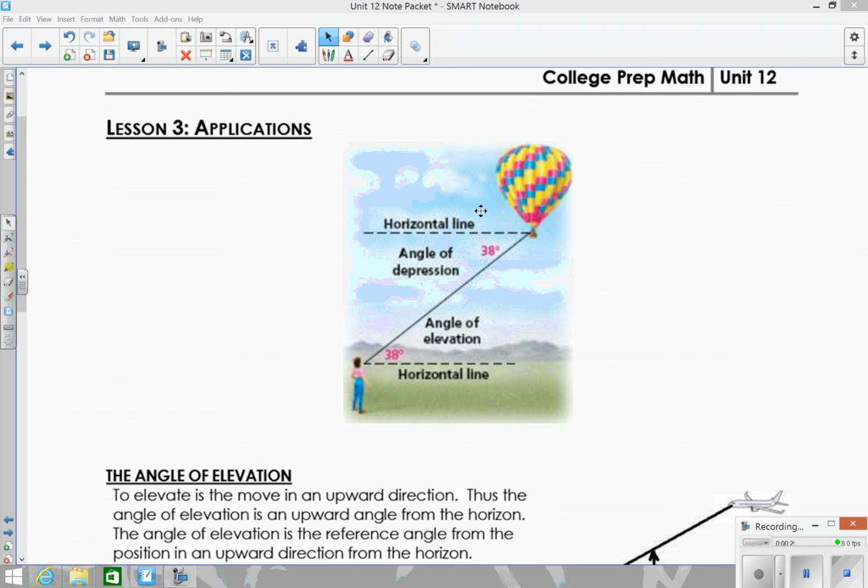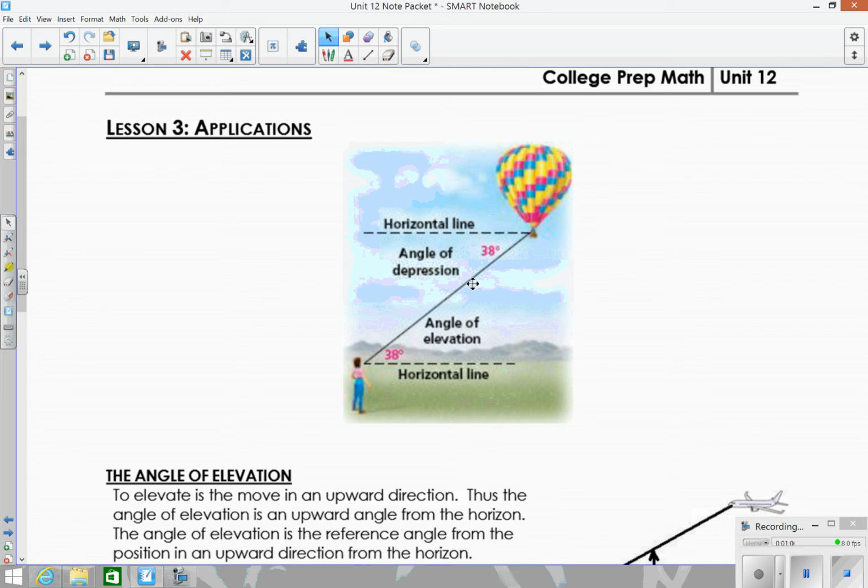So the angle of depression from up top here down to this person is going from this horizontal line and that angle to be able to reach that person. The angle of elevation from this person to the hot air balloon, we measure from the horizontal line down below all the way up until we see that hot air balloon. If you notice, the angle of elevation is equal to the angle of depression. See how we have 38 and 38?